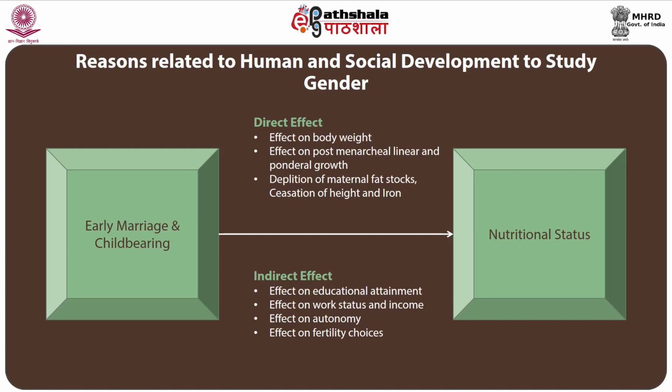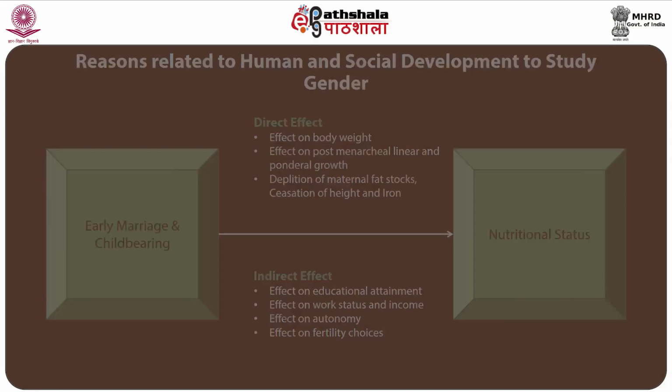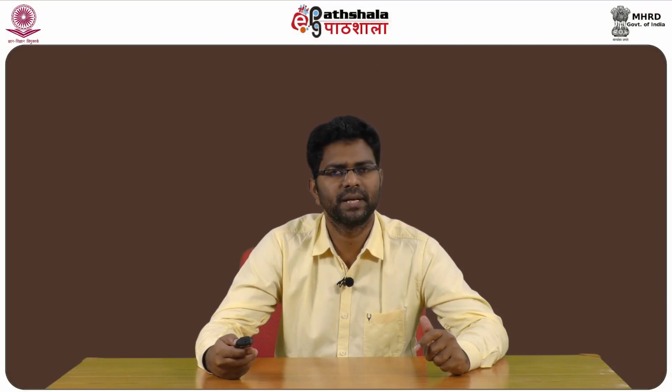Early marriages and childbearing also contribute indirectly to lower educational attainment, an effect on work status and their lower incomes, an effect on their autonomy and fertility choices, which ultimately contributes to their lower status in terms of demography, economy, society and health.